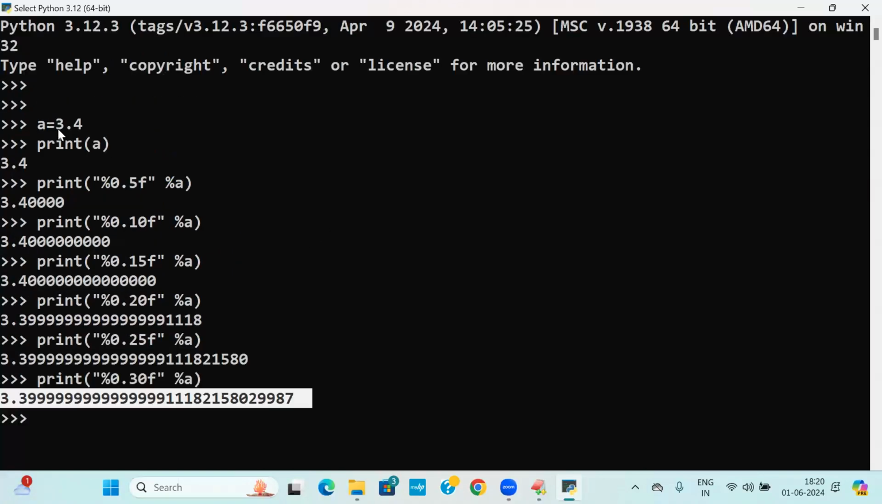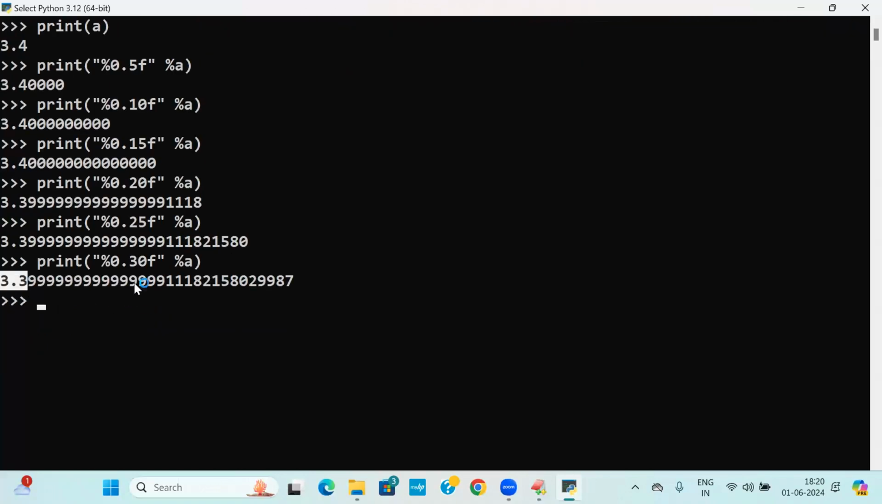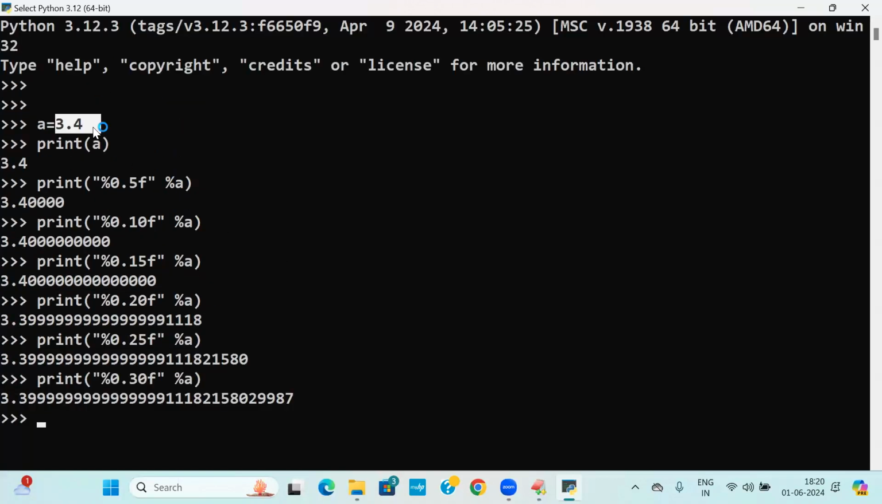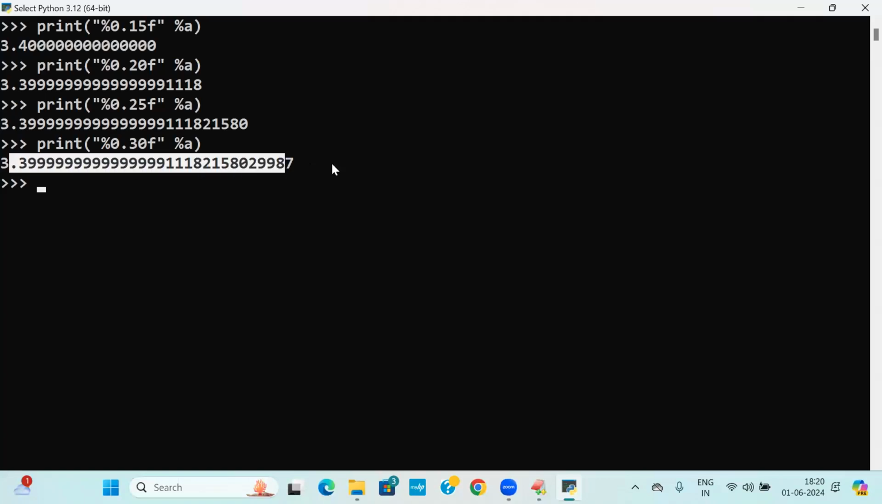When you go to any floating point value, there is no certainty provided. Definitely there will be deep digits internally. That's why 3.4 is not 3.4. 3.4 is something different. Are you able to get it or not?